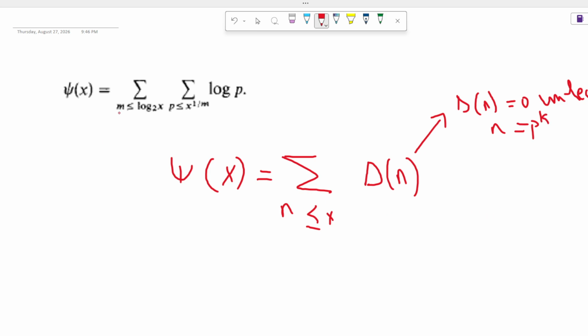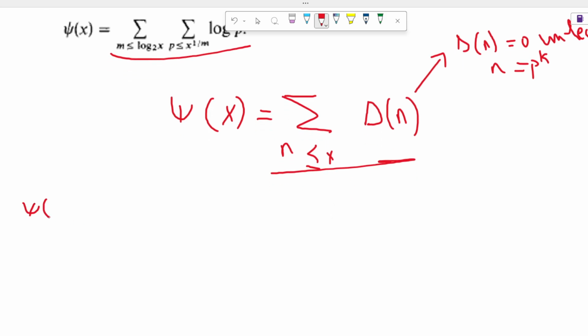So, in order to reach this formula, we're going to start by this one. We know that the Chebyshev function is equal to the sum as n is less than or equal to x of the Mangoldt function. And the Mangoldt function, as we said, is always equal to 0 unless n is a prime power. So all the terms less than x that are not prime powers do not matter. So we can basically set n to be a prime power because all other terms literally don't matter.